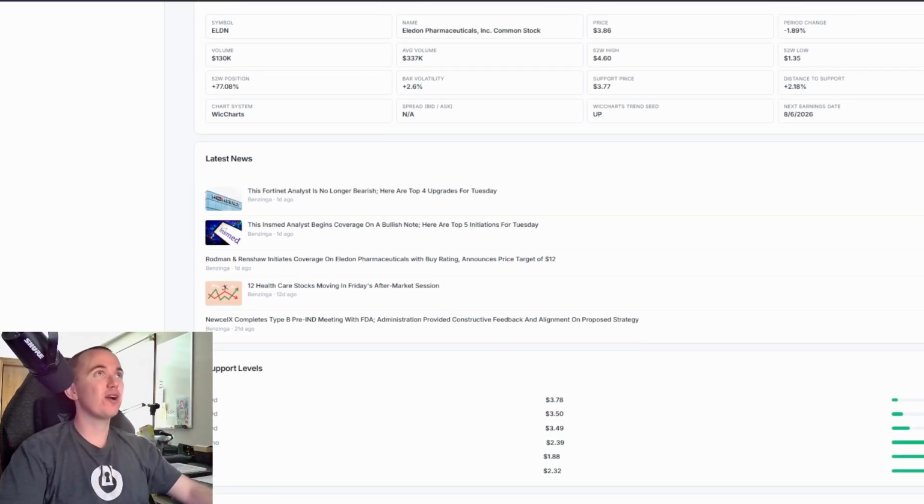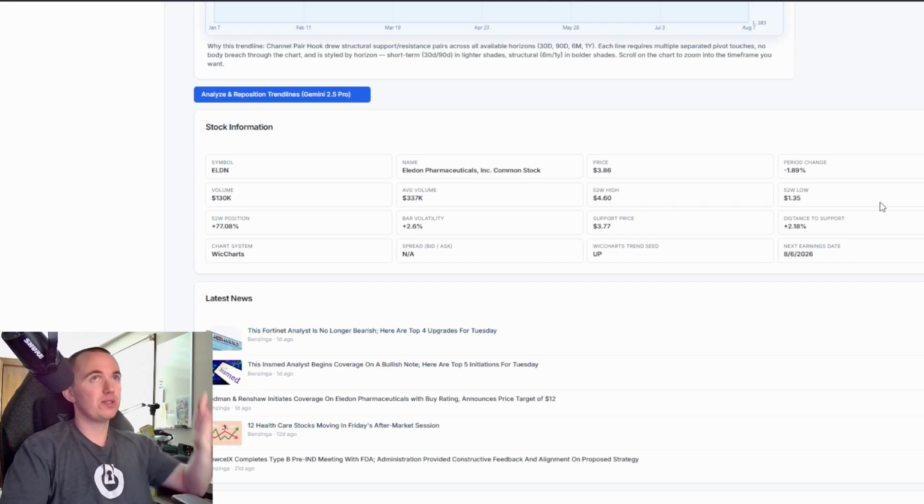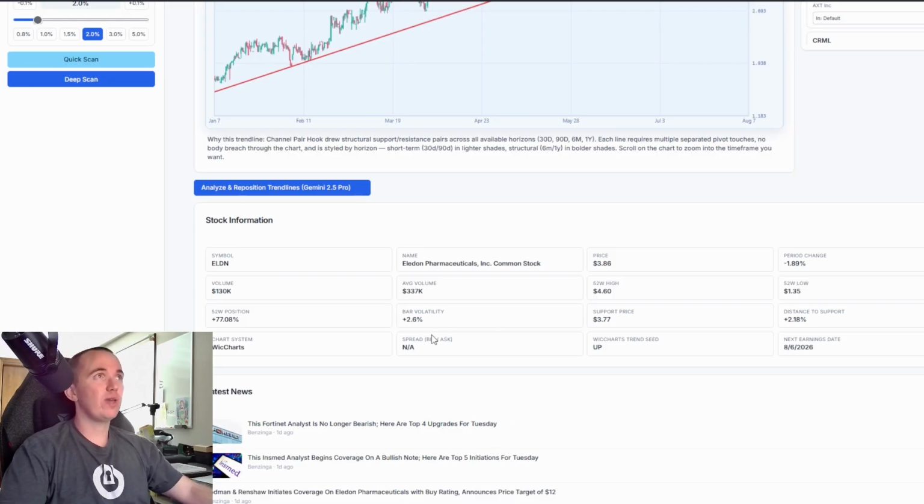This is a work in progress, and that's why it is priced so inexpensively at $9.99 a month, because it is not perfect and it does require you to still look into things a little bit more. But what's cool, down here we've got news about the stock, and your general stock information that you get from E-Trade and things of that nature.